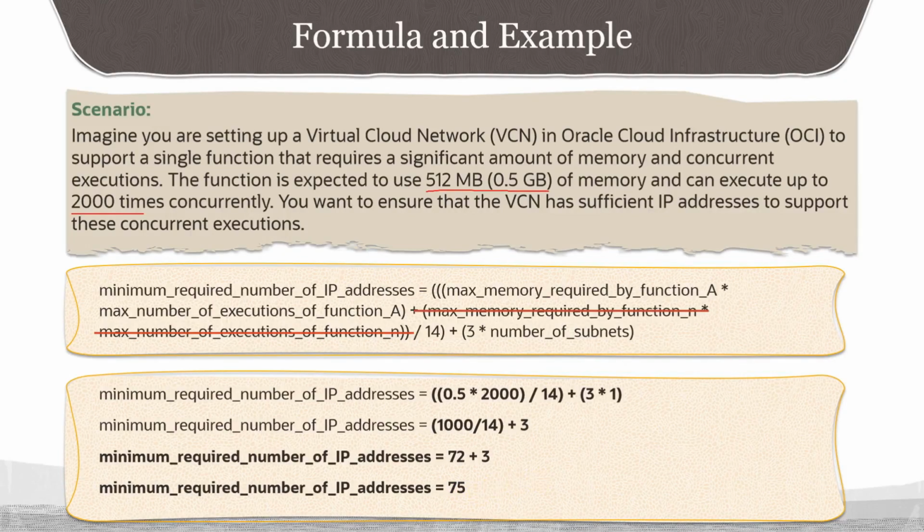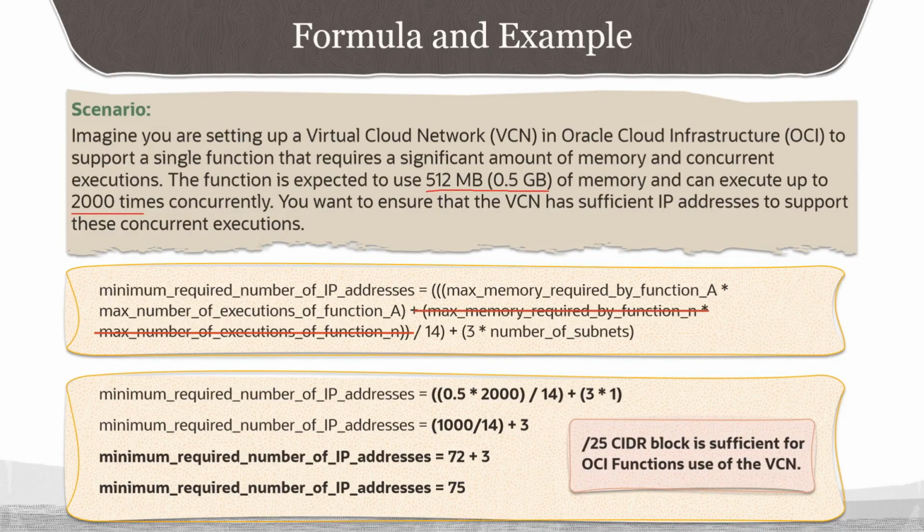Using a CIDR calculator, you can see that a /25 CIDR block is sufficient for OCI functions use of the VCN, since a /25 CIDR block has 128 distinct IP addresses. Since this lesson is getting a bit long, I'll pause here and we will continue in the next lesson.